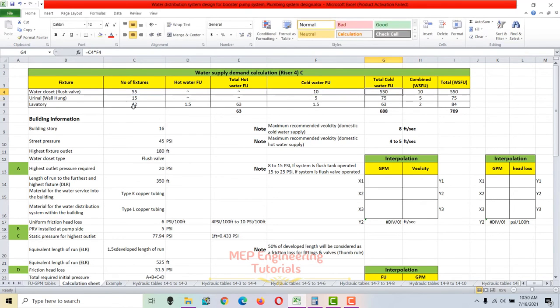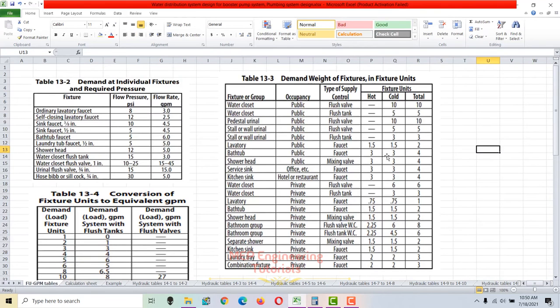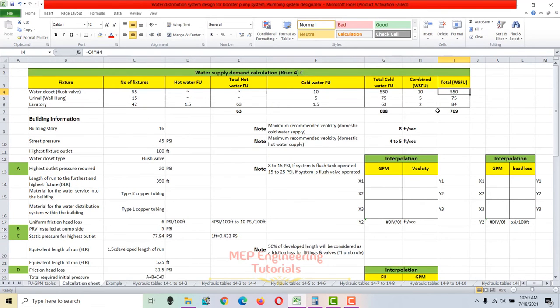In the same way, you have to go for urinals. We know that the 10 value we calculated here, combined for a total value of fixture unit, is 10, so we write 10 here. It's the same: 10 into 55, that is 550 total fixture units. Now I'm going to show you the lavatory as well. We have a total of 42 lavatories here, and in the lavatory we have both hot water as well as cold water connections.